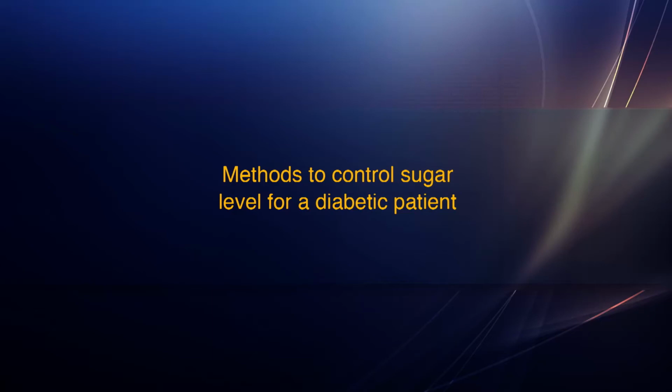Stroke. If blood pressure, cholesterol levels and blood glucose levels are not controlled, the risk of stroke increases significantly. Erectile dysfunction or male impotence. Infections. People with badly controlled diabetes are much more susceptible to infections. Healing of wounds. Cuts and lesions take much longer to heal. We shall now see some of the methods to control sugar level for a diabetic patient.